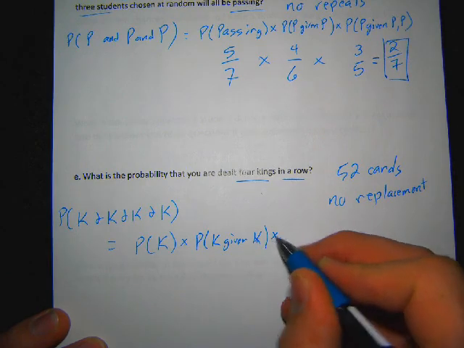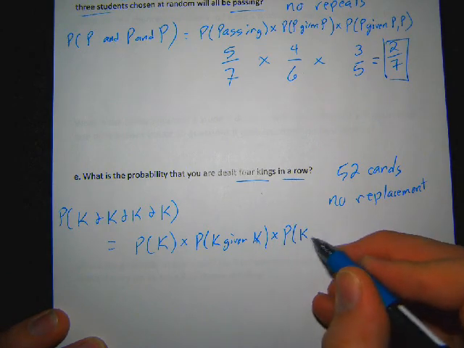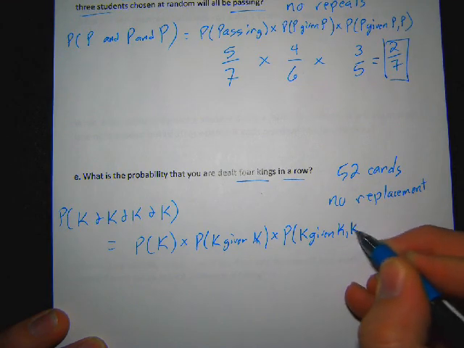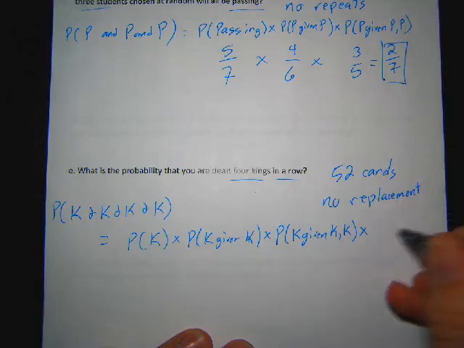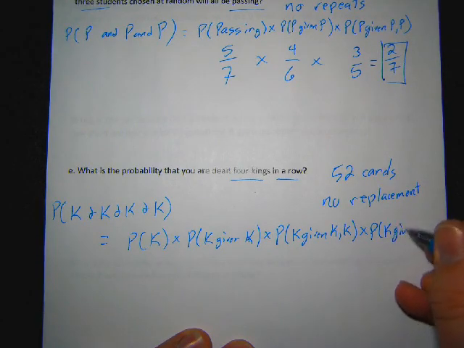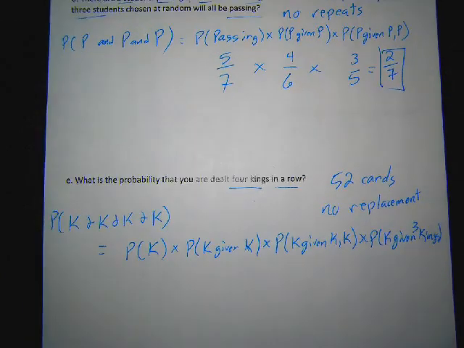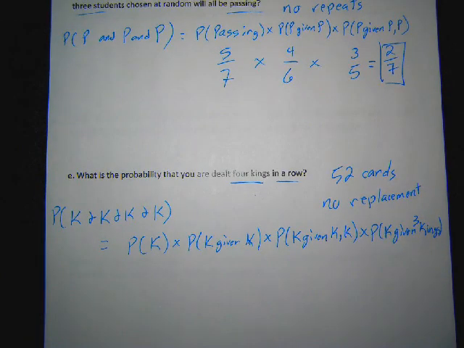The third king, now I have to worry about the fact that we've already drawn a king and a king. And the fourth king, you have to worry about all the kings that happened so far. Each time we have to worry about all the previous draws, because we already drew 3 kings.